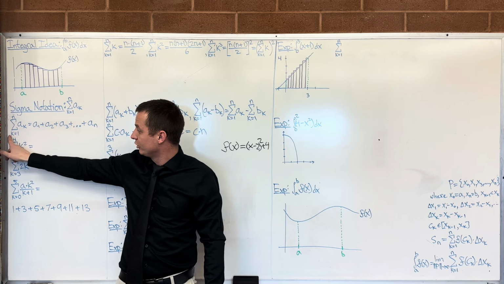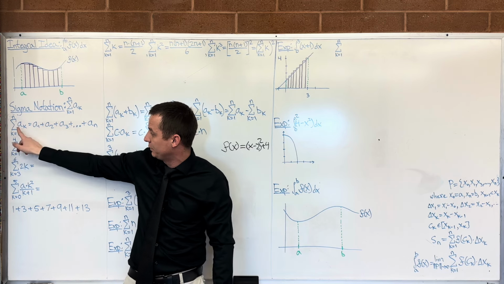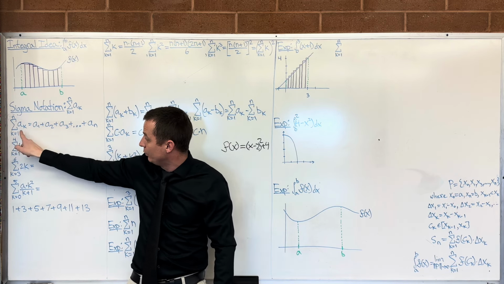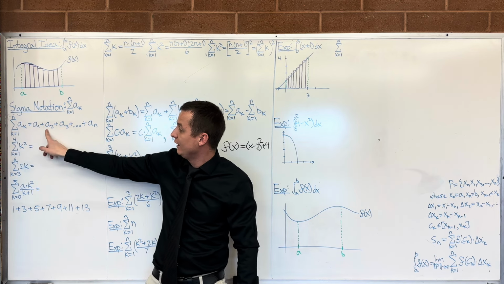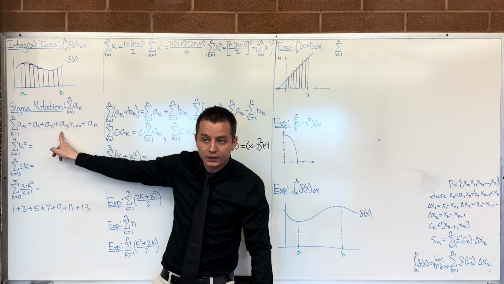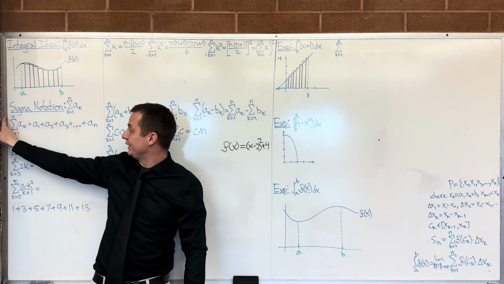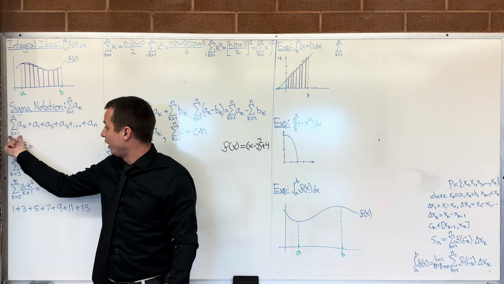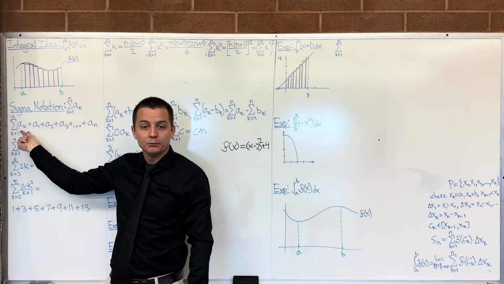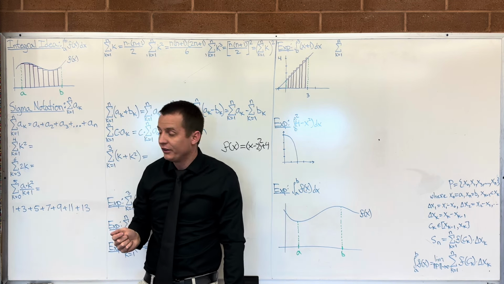So what does it mean? The sum from k equals 1 to n of a sub k is what you get when you plug in 1 for k, a sub 1, plus what you get when you plug in 2 for k, a sub 2, plus what you get when you plug in 3 for k, dot, dot, dot, all the way until you finally plug in n for k, whatever your top number is. So this tells you where to start, this tells you where to end. Keep plugging them in and adding up the results. That's what that notation means.